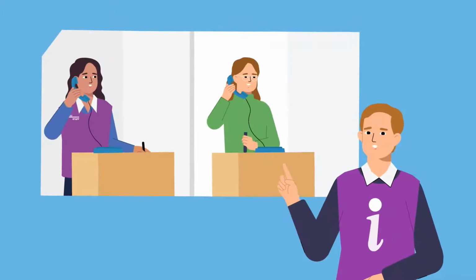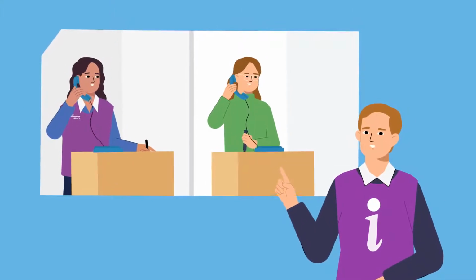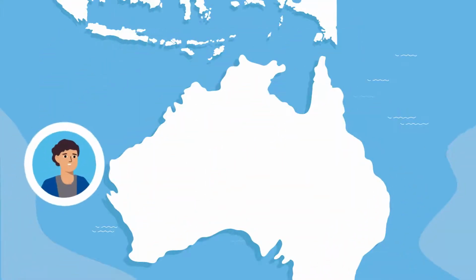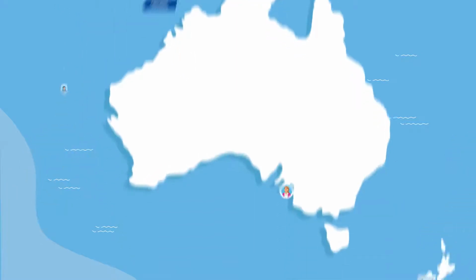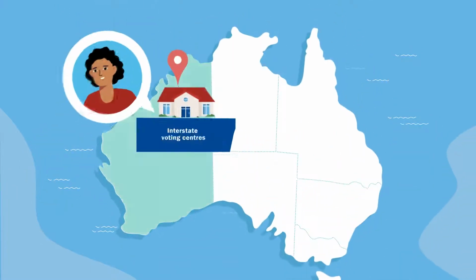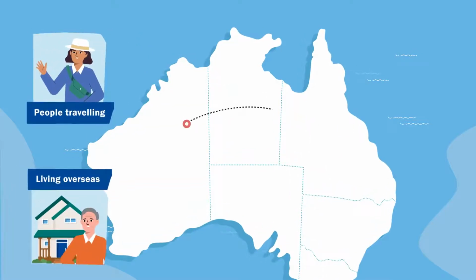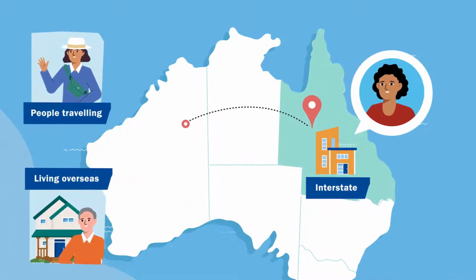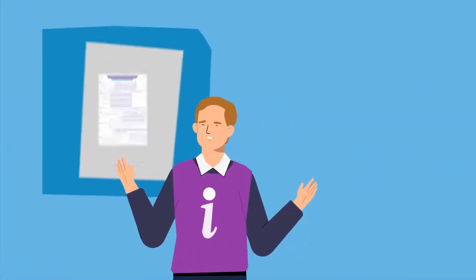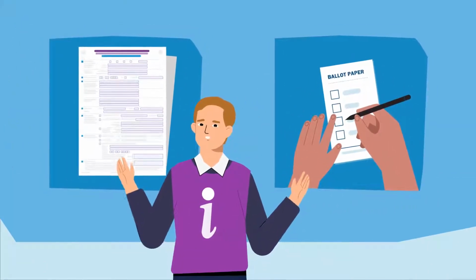There are also voting options for people who are blind or have low vision. People can even vote in select Australian embassies and consulates overseas, and at interstate voting centres, so that people travelling or living overseas or interstate can still vote. It's important that once you've enrolled, you always remember to turn up to vote.